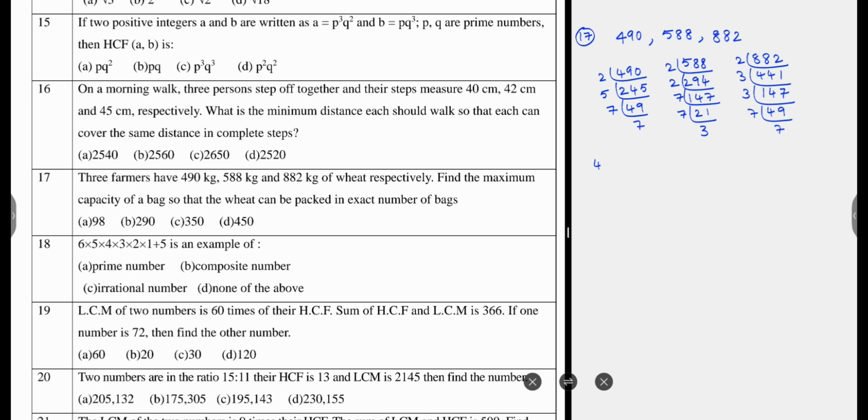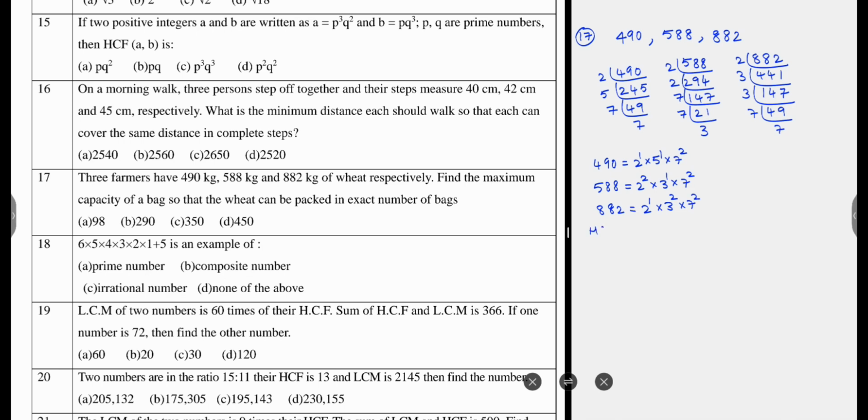Now 490 is what? 490 can be written as 2 power 1 into 5 power 1 into 7 power 2. 588 is what? 2 power 2 into 3 power 1 into 7 power 2. Like, 882 is what? 2 power 1 into 3 power 2 into 7 power 2.